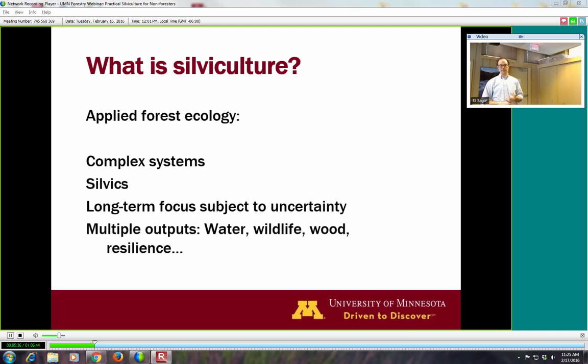The silvics are the individual attributes of certain species. So how much moisture does a certain species need? How much light does it need at various life stages? That sometimes changes through the life of a tree species.